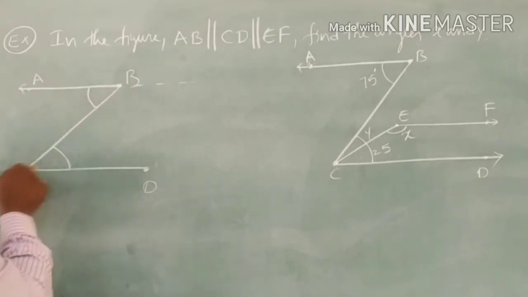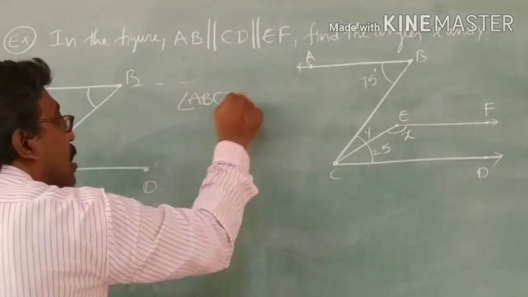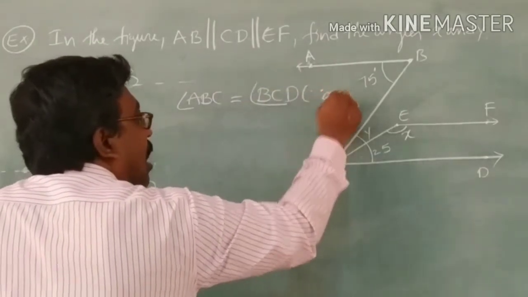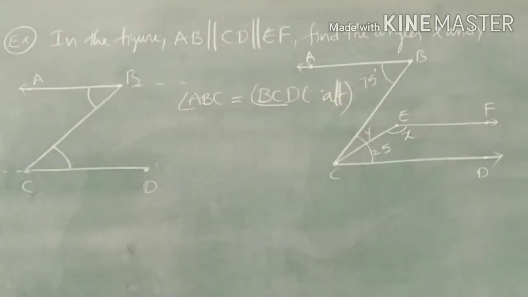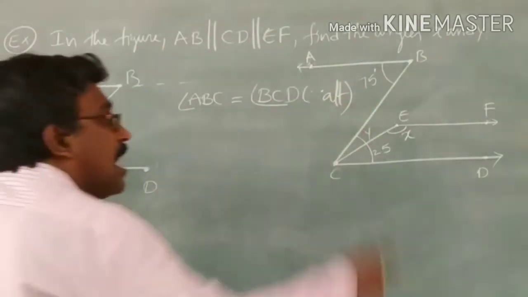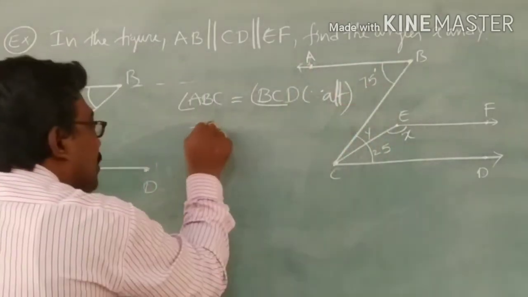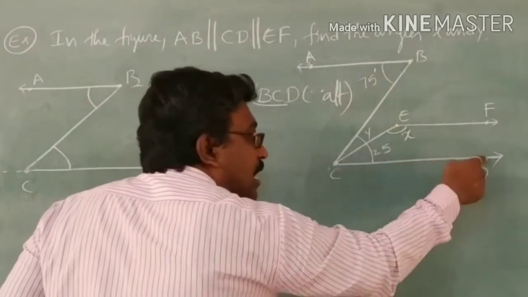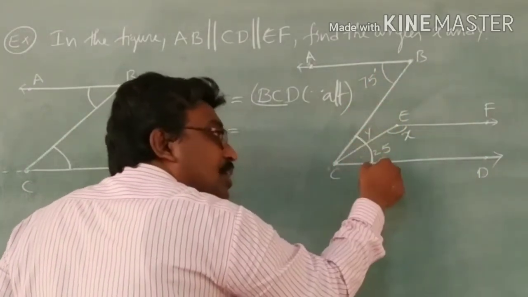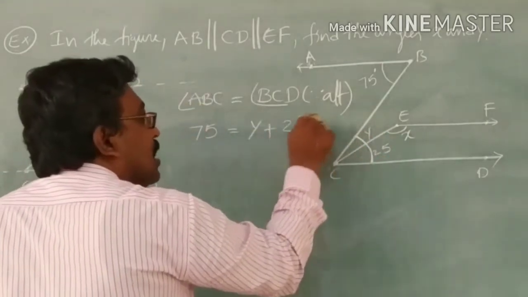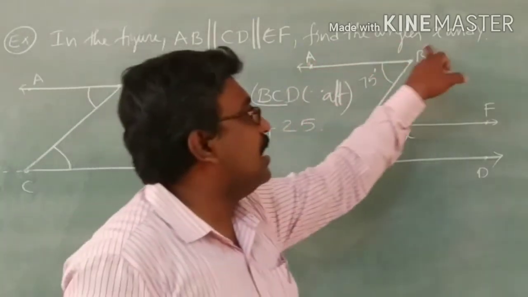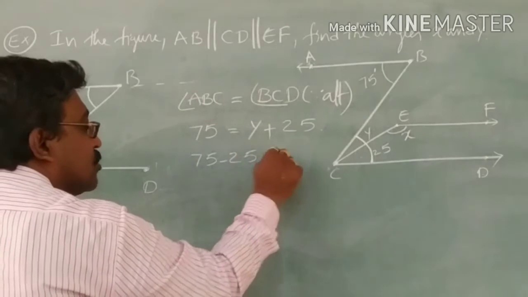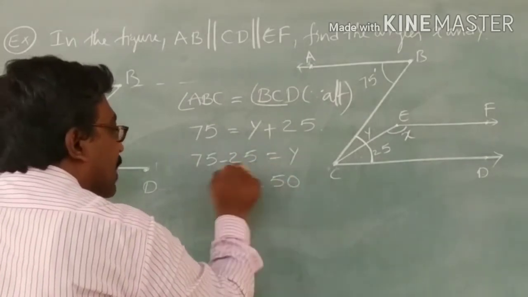That is angle ABC is equal to angle BCD, since they are alternate angles. ABC in the diagram, how much? 75. BCD from the diagram, yes, it is together y and 25. So y plus 25. He has asked us to find the angles x and y. Then I want y plus 25 transferred to this side, minus 25. So y is nothing but 50 degrees.